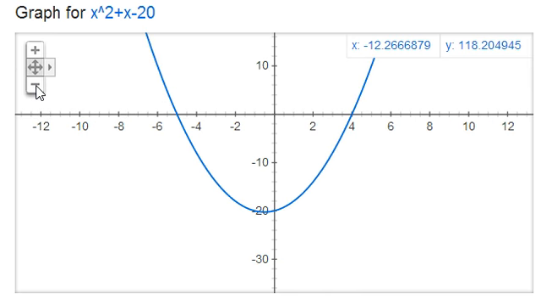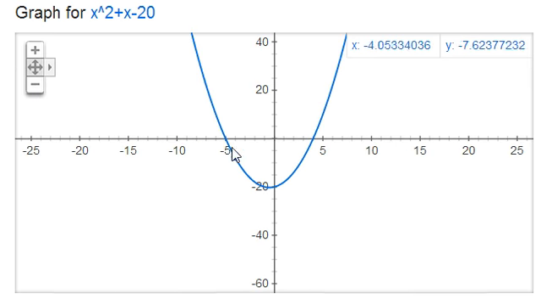Now, if I were to zoom out, you see that everything to the left of negative 5 would be greater than 0, and everything to the right of 4 would be greater than 0. So if we flip this inequality around and make it greater than 0, then we would be looking at all of these x values, from negative infinity up to negative 5, and then from 4 to infinity. So looking at the graph is a better way of understanding this.